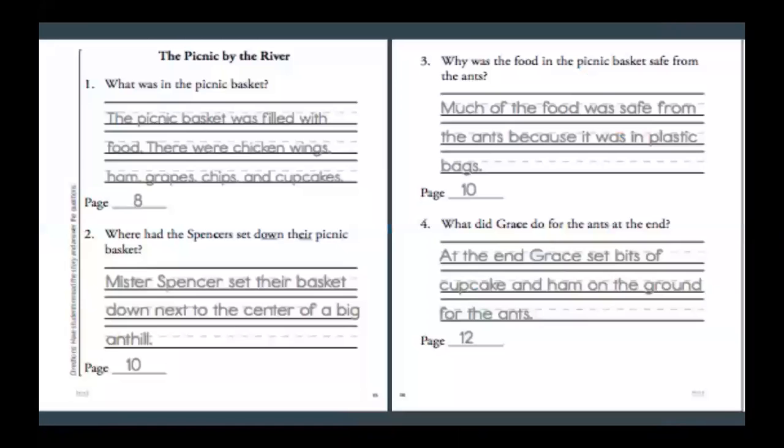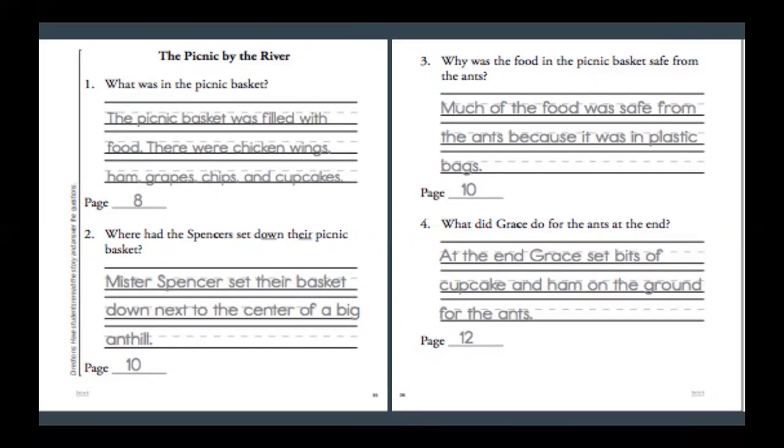Now, here are the answers to our question. Miss Cisco's going to go over them with you. All right, boys and girls, remember Miss Graham gave you these questions to answer from our skills story on Wednesday. So, number 1 was what was in the picnic basket? The answer is right here for you. And the answer for all 4 of these questions are right here for you.